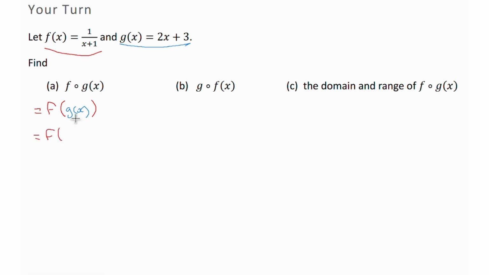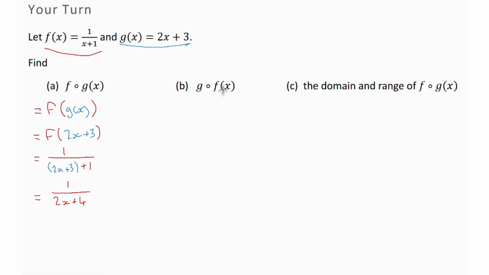So that is f of, now replacing g of x with the function, 2x plus 3. Now we're going to substitute this into f. So f is 1 over, and then instead of x, I'm going to write 2x plus 3. And then I've got a plus 1 on the end. Simplifying that, I get 1 over 2x plus 4 as my final answer for f composed with g of x.